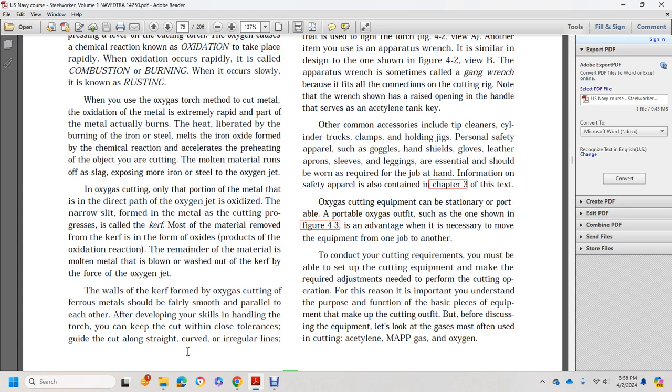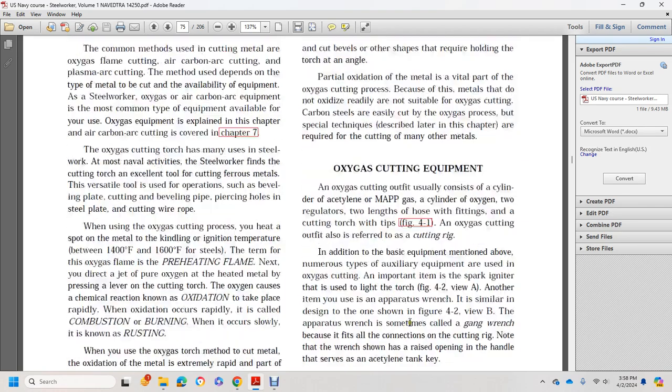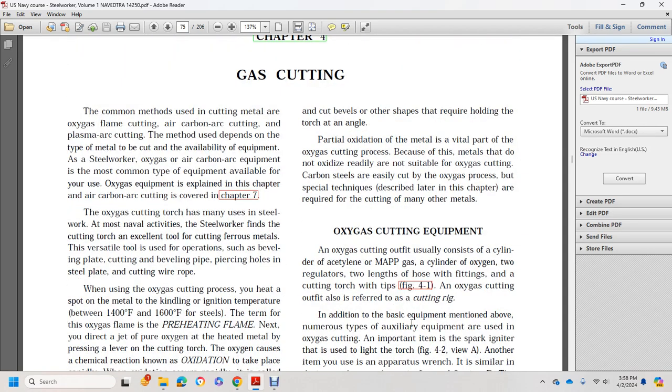Develop your skill in handling the torch and keeping the cut within close tolerance of the guide, cutting along straight, curved, or irregular lines, or cutting bevels or other shapes by holding the torch at an angle. Oxidation of the metal is a vital part of the oxygen cutting process, because metals that do not oxidize readily are not suitable for oxygen gas cutting. Carbon steels are easily cut by the oxy-gas process, but special techniques, described later in the chapter, are required for cutting many other metals.